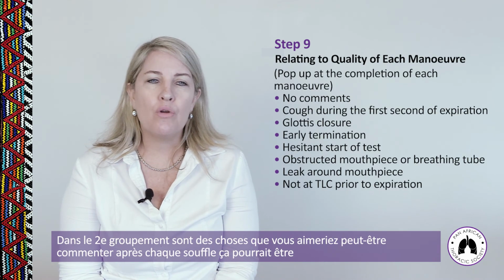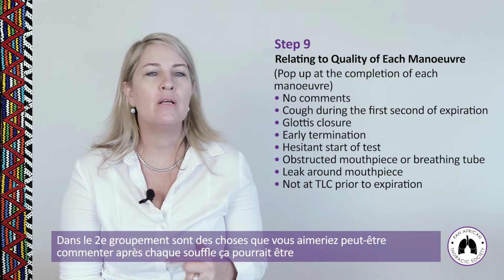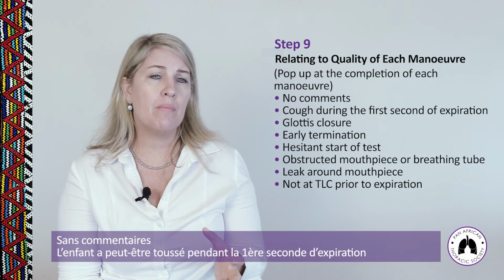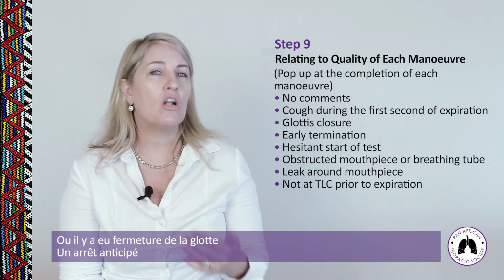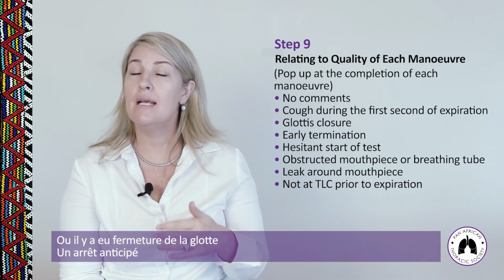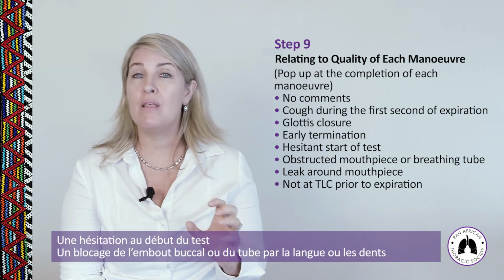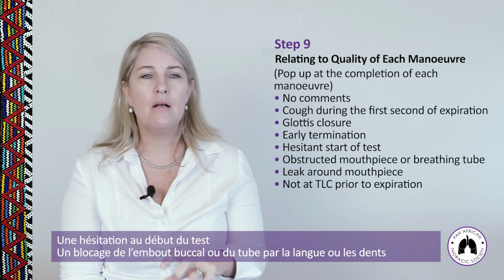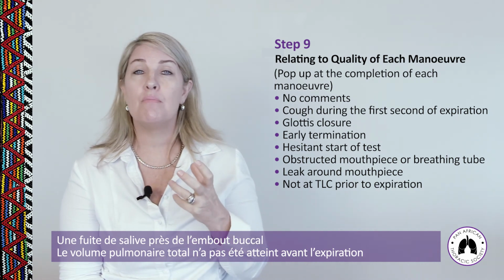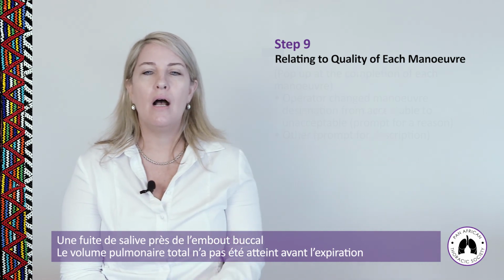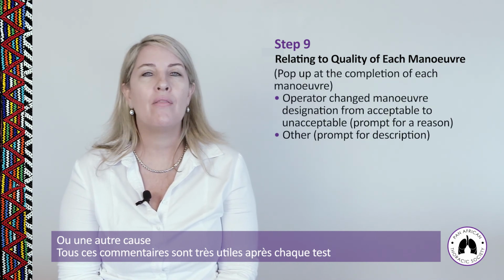In the next groupings, these are things that you might want to comment on at the end of each blow itself. That would be no comments, or there might be a cough in the first second of expiration, or glottis closure, early termination, hesitation at the start of the test, an obstructed mouthpiece or breathing tube by the tongue or the teeth, a leak around the mouthpiece, not breathing in to total lung capacity before they actually blow out, or anything else. So all of these things would be really great to comment on at the end of each test.